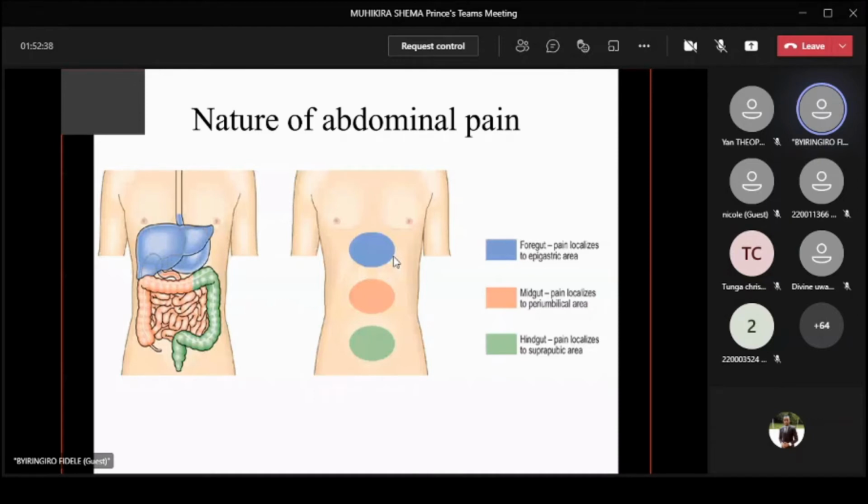So for those who are going to do surgery or general surgery especially, you will see the big difference between these anatomical positions, because operating on a patient in the foregut is different from operating in the midgut, and very different from operating in the hindgut. I hope you will be very curious when you start your clerkship, but it's very important to differentiate these organs and these positions.